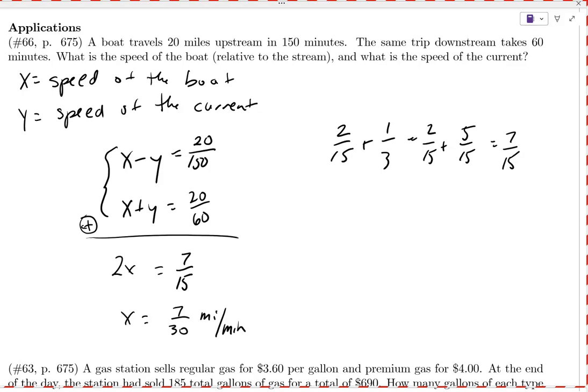Now that I figured out the x, how can we figure out the y? Yeah, plug the x into either one of these equations and figure out the y, right? Doesn't matter which one. You should get the same answer both times. I'll plug it into the second one. So 7 over 30 plus y equals 1/3. Subtract your 7 over 30 over.